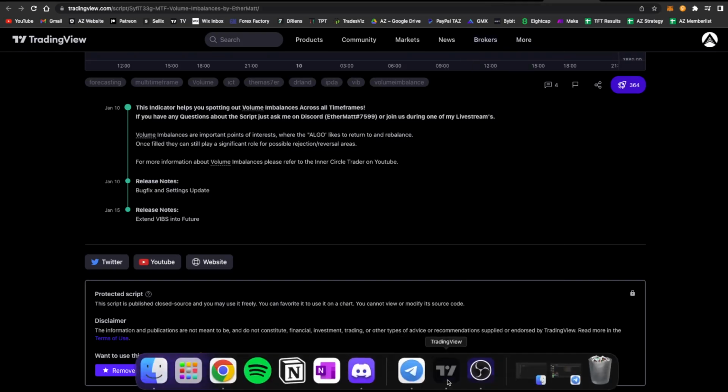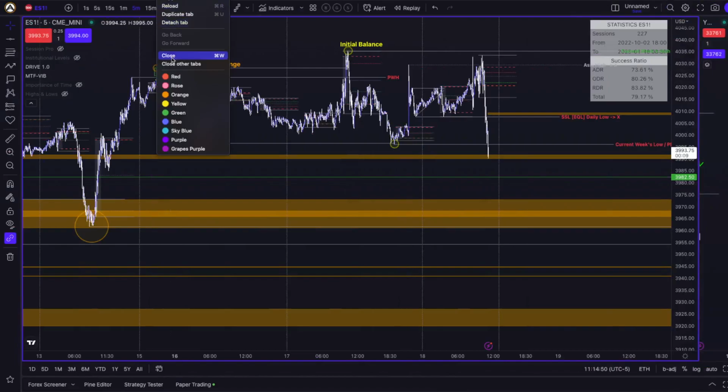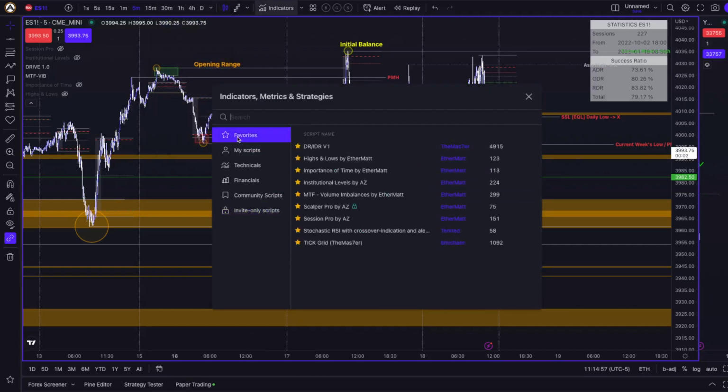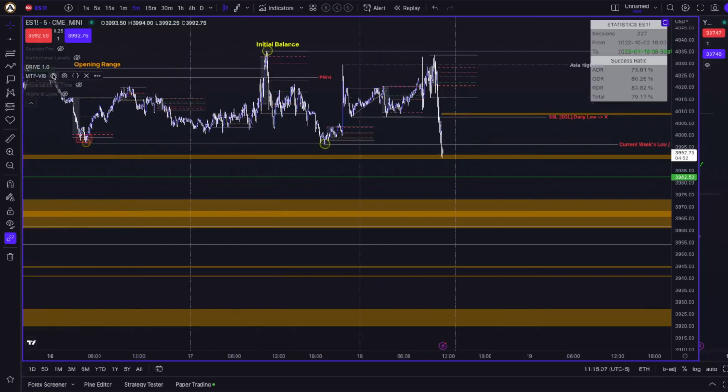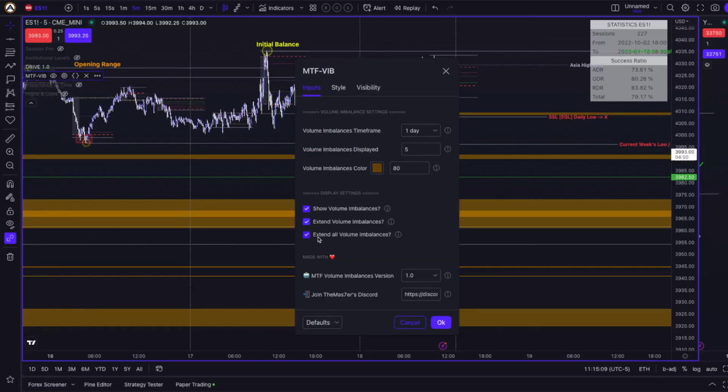Then you go over to your TradingView. You click either on reload or duplicate tab, basically refreshing your chart, and then the indicator should pop up in your favorites tab right here, called MTF multi-time frame volume imbalances by Etherman. And then all you have to do is click on the settings. If you want to use the multi-time frame function, you have to enable this checkbox down here. And with the setting right here, you can modify how many volume imbalances are being displayed on the chart.